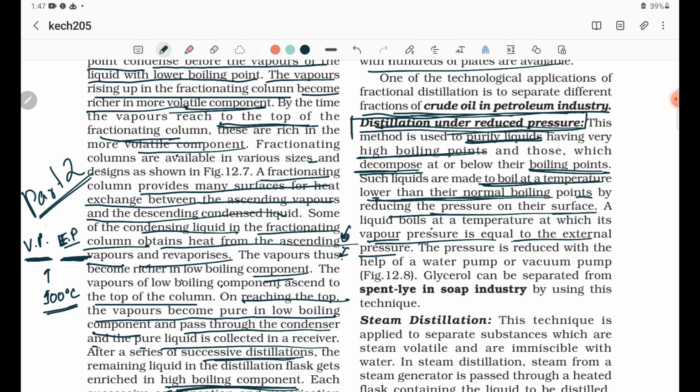Now intentionally what we are doing: I want to boil this liquid at 90 degrees C, but how is it possible? I want to achieve the state where the vapor pressure will be equal to the external pressure at 90 degrees C, but it happens at 100 degrees C. So I need the external pressure to be reduced. The pressure is reduced with the help of a water pump or vacuum pump.